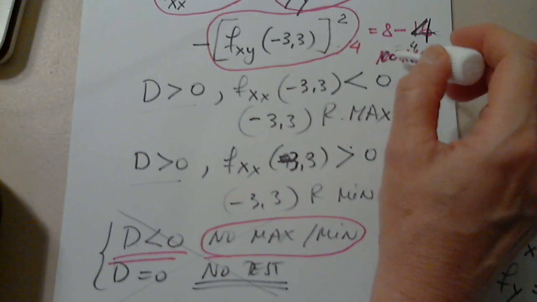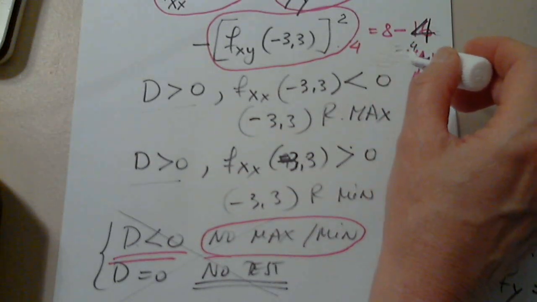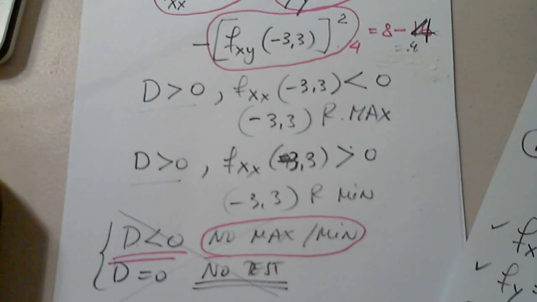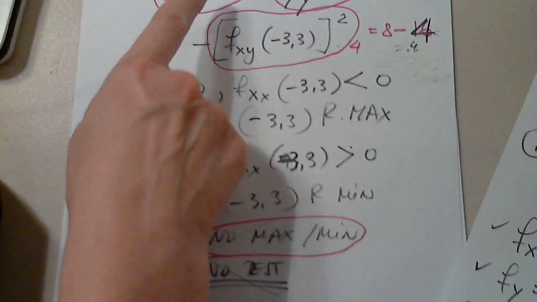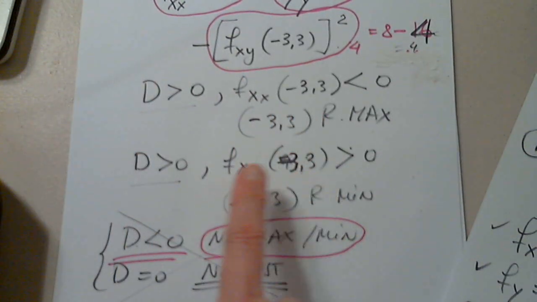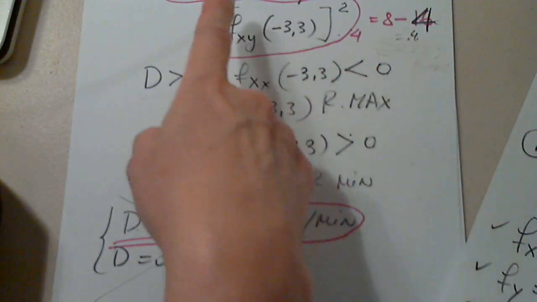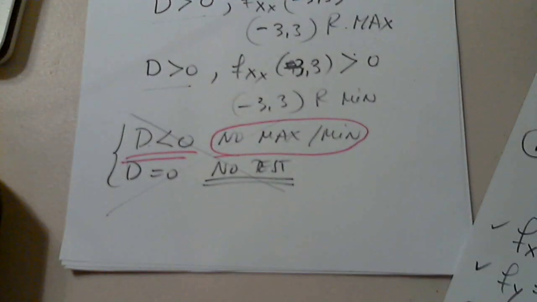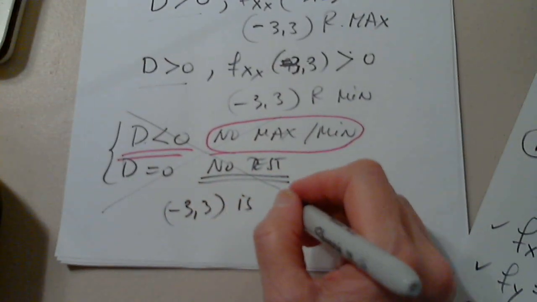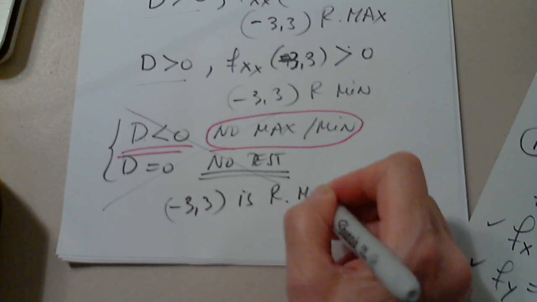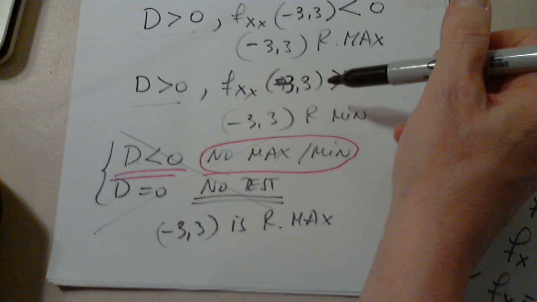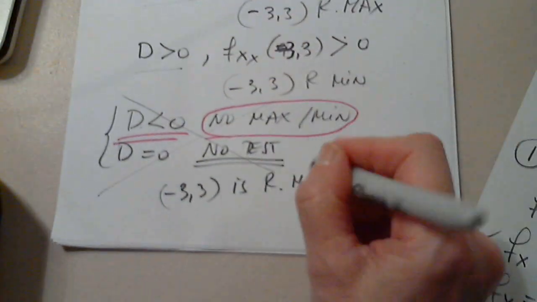Okay. So now the analysis. So it's positive. And we're only referring to fxx. fxx is positive. D is positive. What do I conclude about negative 3, 3? Would it be a relative max? Yes, it's a relative max. Oh, it's positive. Relative min.